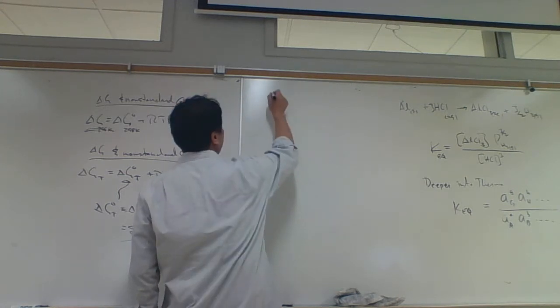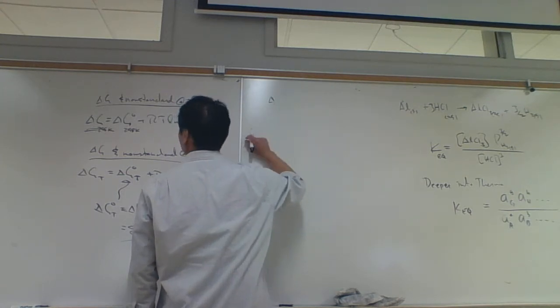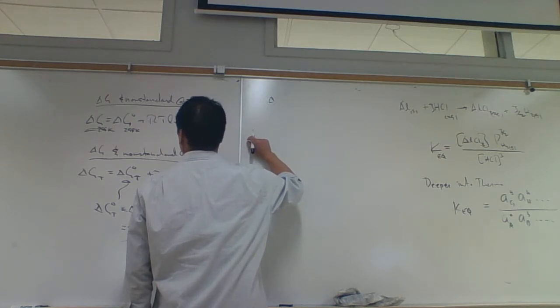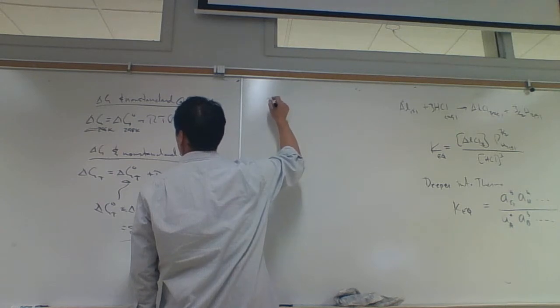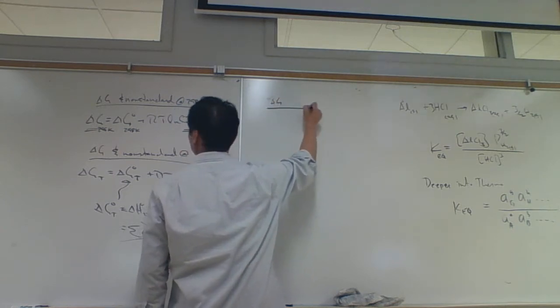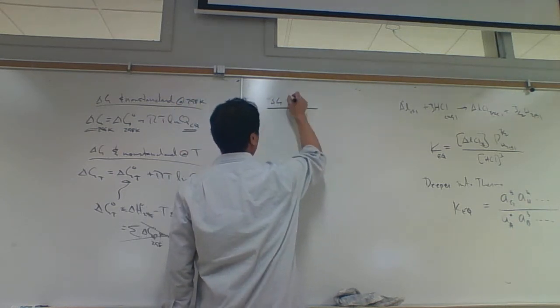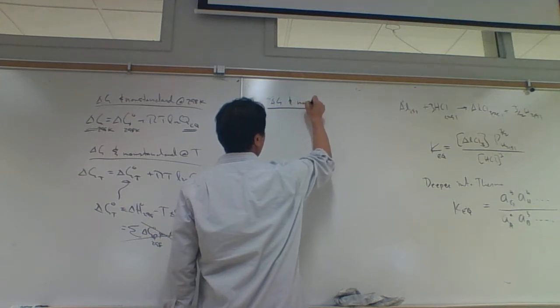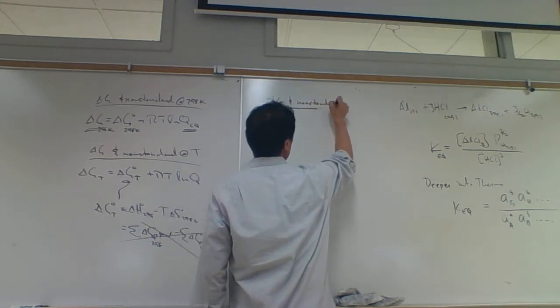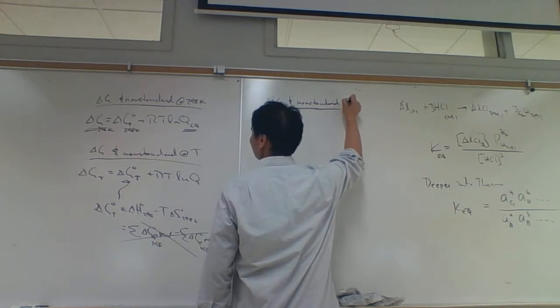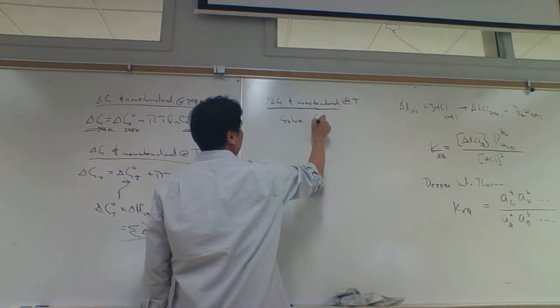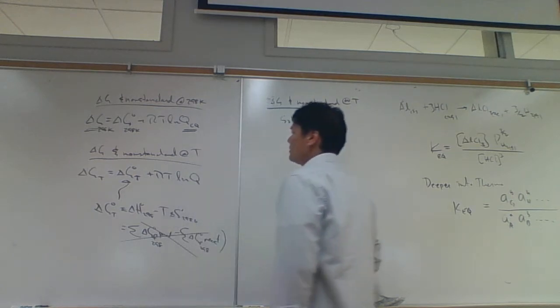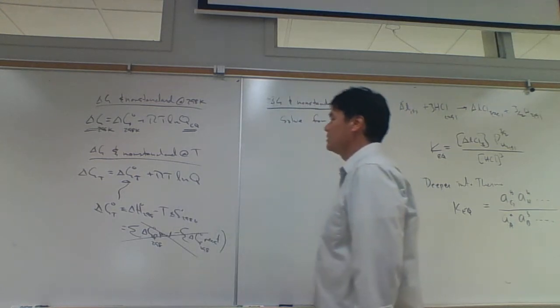So what we can do is we can do delta G non-standard and T at T. Now we solve for T. We have to be careful when we solve for T because it seems like it's easy.